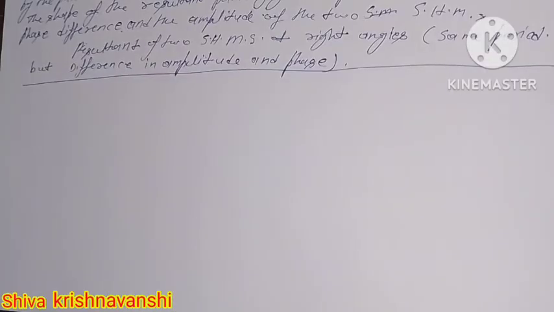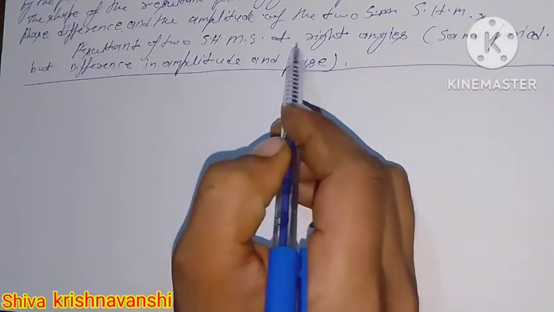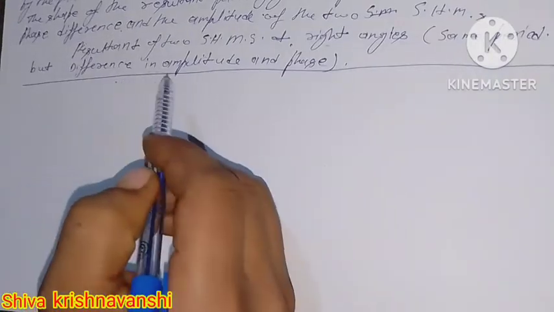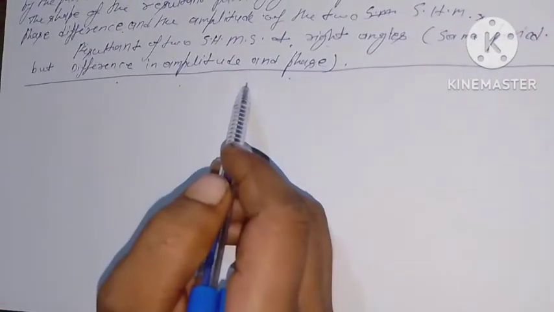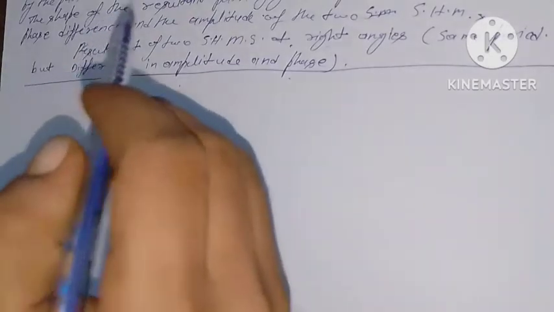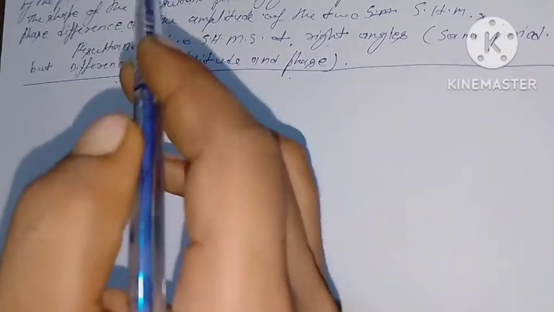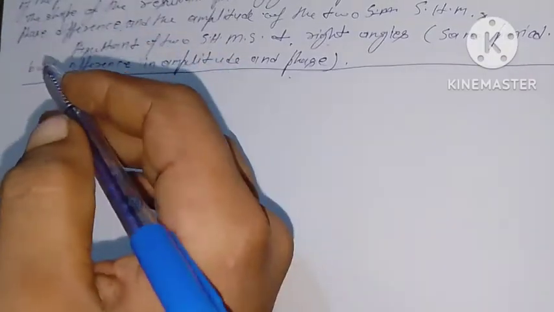Resultant of two simple harmonic motions at right angles, same period but difference in amplitude and phase. Let the two simple harmonic motions of equal frequencies, equal period and wavelength be along the x and y axis.